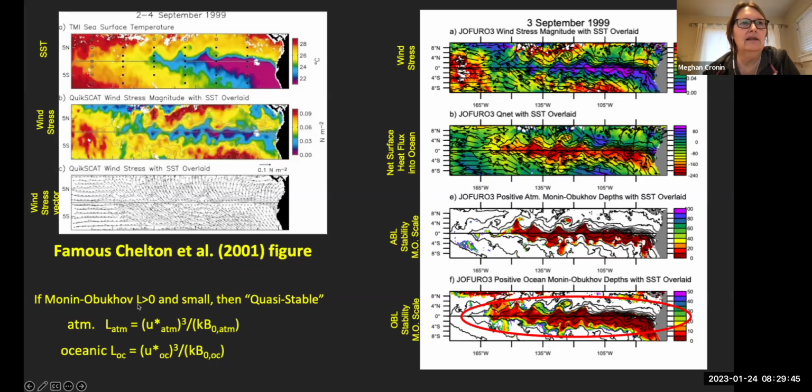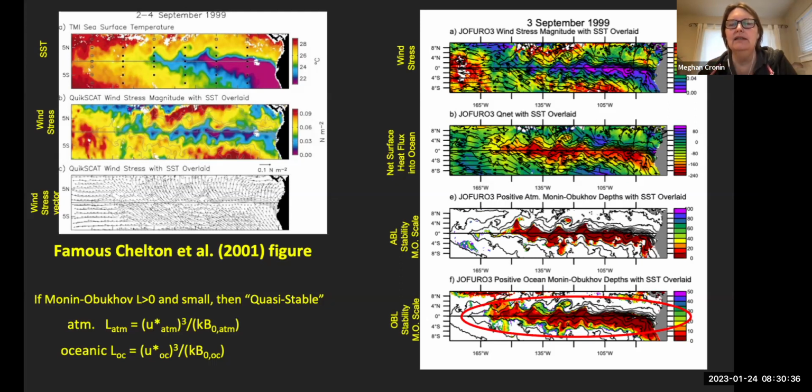And if that length scale is positive and small, then the fluxes are stabilizing. Okay, and we see that's the case in the equatorial cold tongue, both in the ocean and in the atmosphere. Conceptually what's happening is, when you have a latent heat flux and a sensible heat flux that are cooling the ocean surface and warming the atmosphere from below, that's going to destabilize the atmospheric boundary layer.